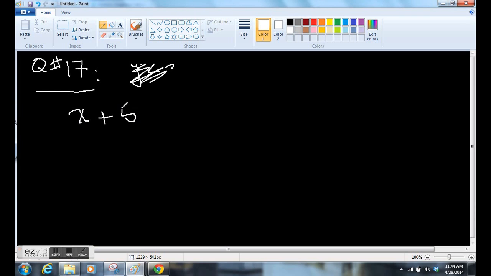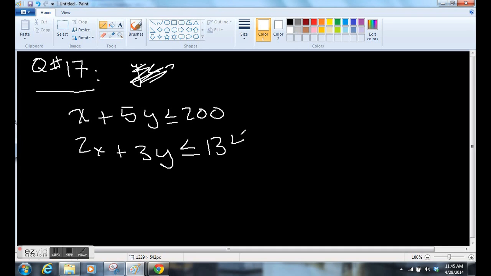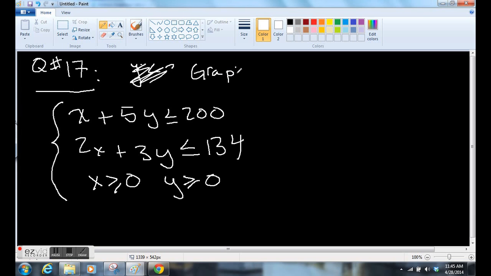x plus 5y is less than or equal to 200. And you have 2x plus 3y less than or equal to 134. And you want x greater than or equal to 0, y greater than or equal to 0. And there you're supposed to graph the solution. Okay? Graph the solution. So here's how you do these.